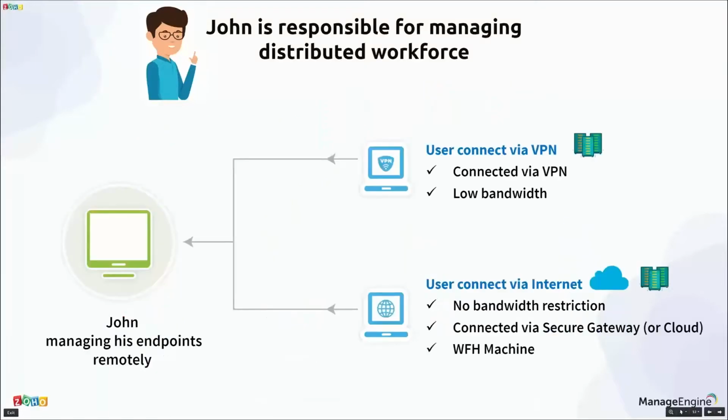John will have to manage different types of users like I mentioned earlier. Users who are connected by VPN will have low bandwidth usage because the files are transferred locally, whereas users that are connected via internet, on-premise, can be managed through a secure gateway server, and the cloud version offers out-of-the-box roaming user management. So you can always manage your users irrespective of their internet connectivity or LAN connectivity.